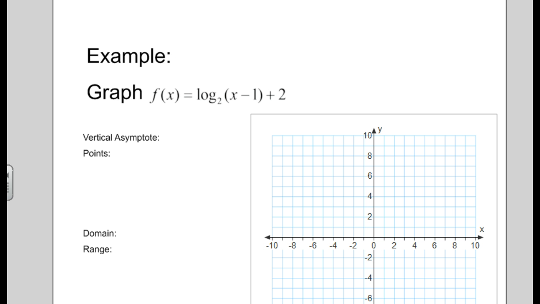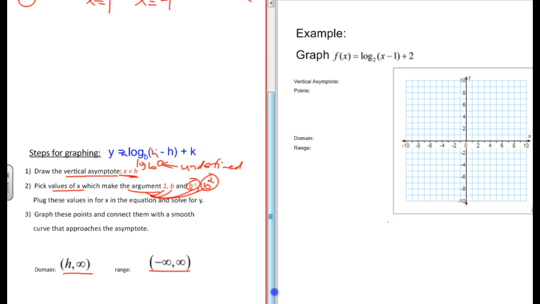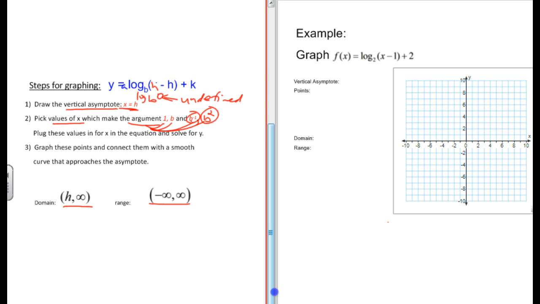To graph this example out, I'm going to go split screen so we can see those steps again. Here are my steps. Let's take a look at how these steps work with this example. I've got log base 2 of x minus 1, plus 2. Well, again, my vertical asymptote should be at x equals h, so x equals 1.